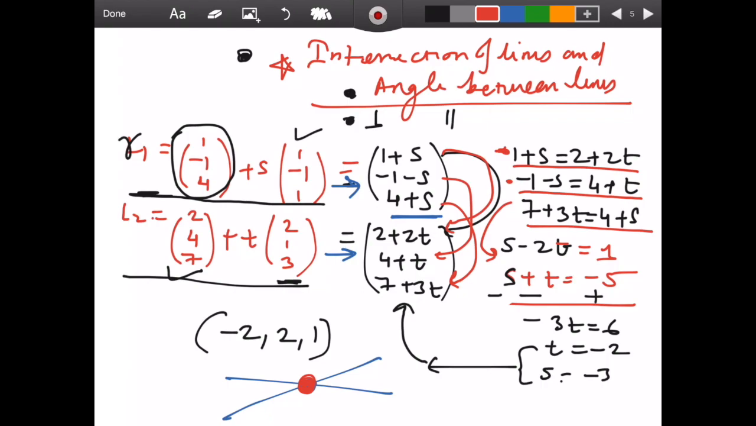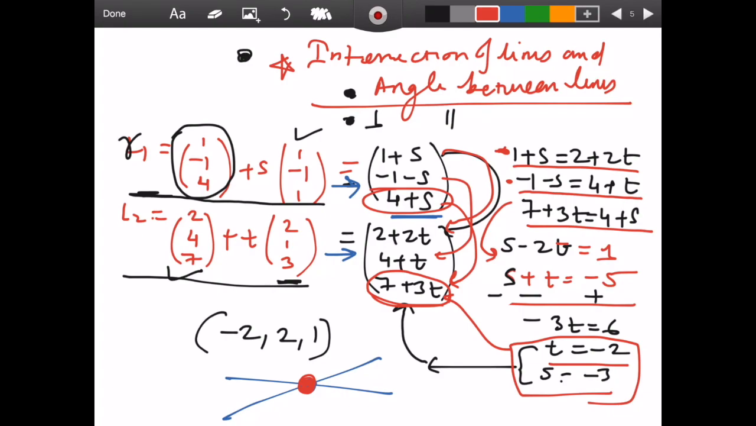Once you get the s and t values, you get s as negative 3 and t as negative 2. Now to get the exact coordinate of intersection, you first have to verify with the third coordinate whether it is the same on both lines. If it's not the same, the lines will be skew lines, which is covered in my next video.